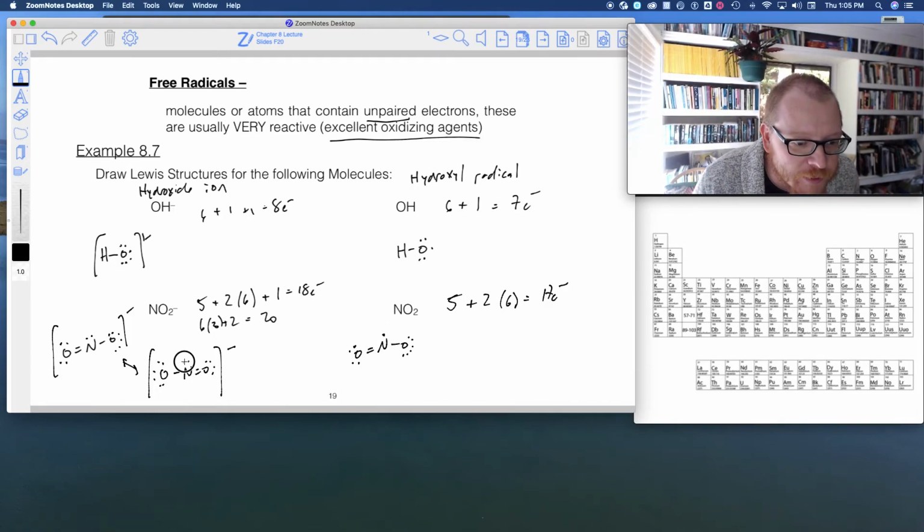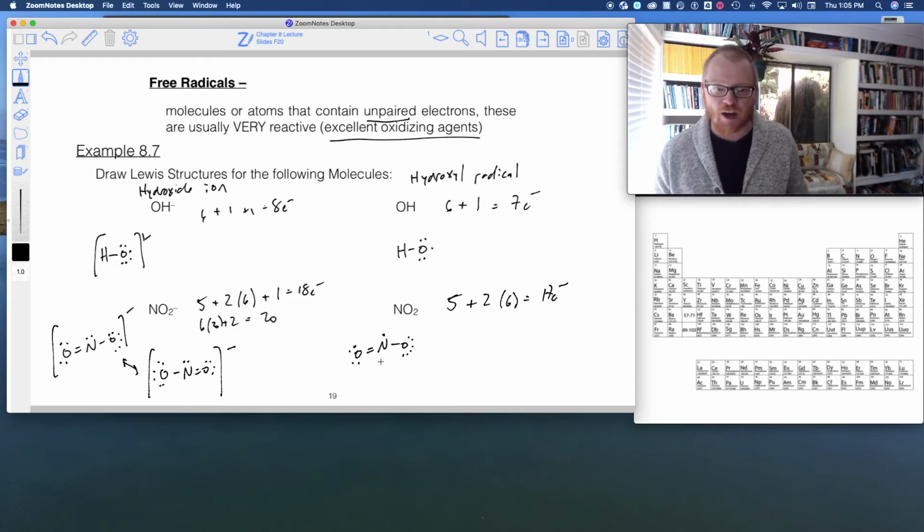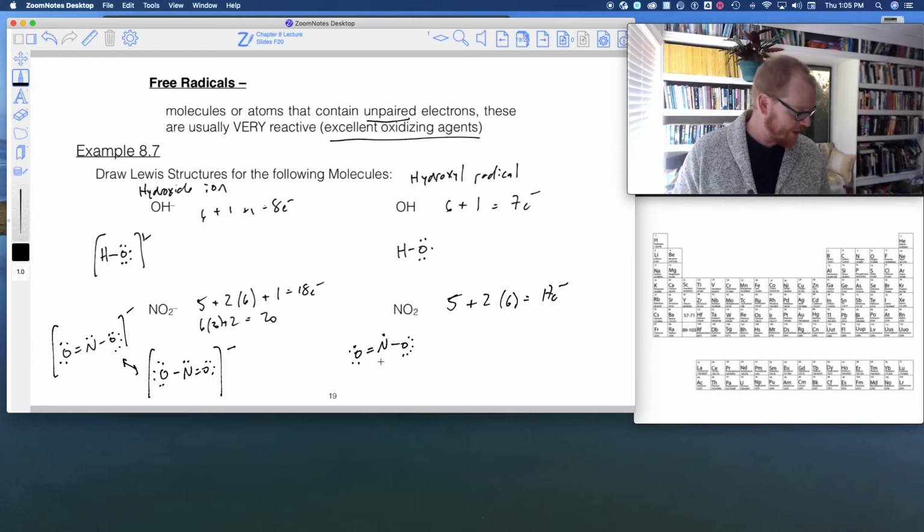Excuse me, I forgot to put two of them right there. Nitrogen's going to take the radical. Nitrogen's going to take the unpaired electron. And the reason for that is because now when I do these formal charges, I know all double bonded oxygens are 0. I remember from the last slide, all double bonded oxygens are 0. All single bonded oxygens are -1.